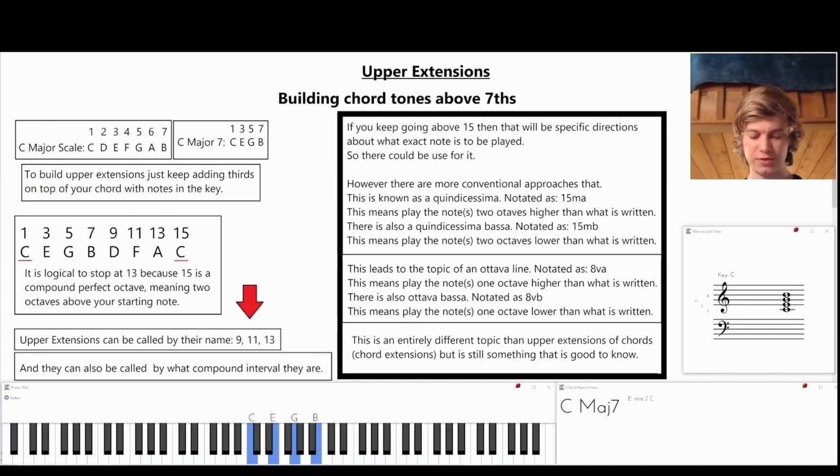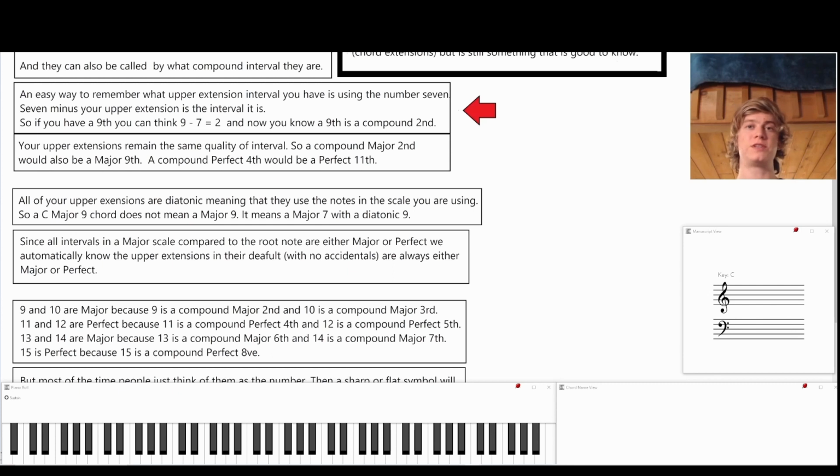Upper extensions can be called by their name, so 9, 11, and 13, and they can also be called by what compound interval they are. I'm going to explain this. I could call them a 2, 4, and a 6, or a compound major second, a compound perfect fourth, and a compound major sixth. An easy way to remember what upper extension interval you have is using the number 7. Seven minus your upper extension is the compound interval you are working with. If I add this 9th on top of my 7th, then I can do 9 minus 7, which is 2. That tells me my 9 is also a compound second. Specifically, it is a compound major second, and I'm going to go over why. That part is actually pretty simple.